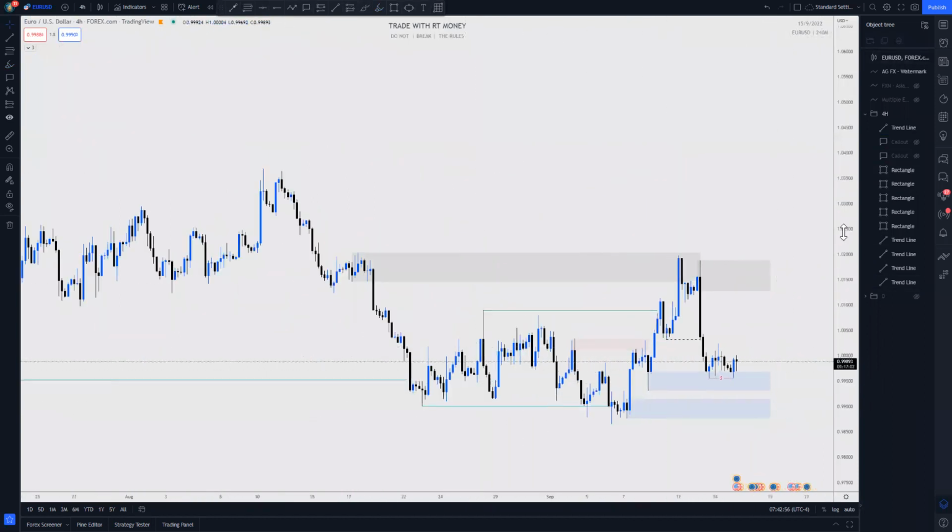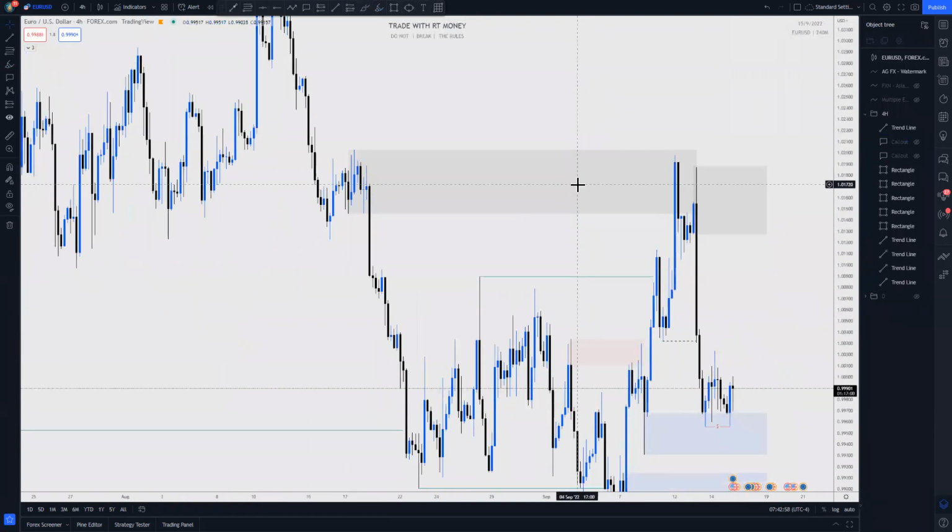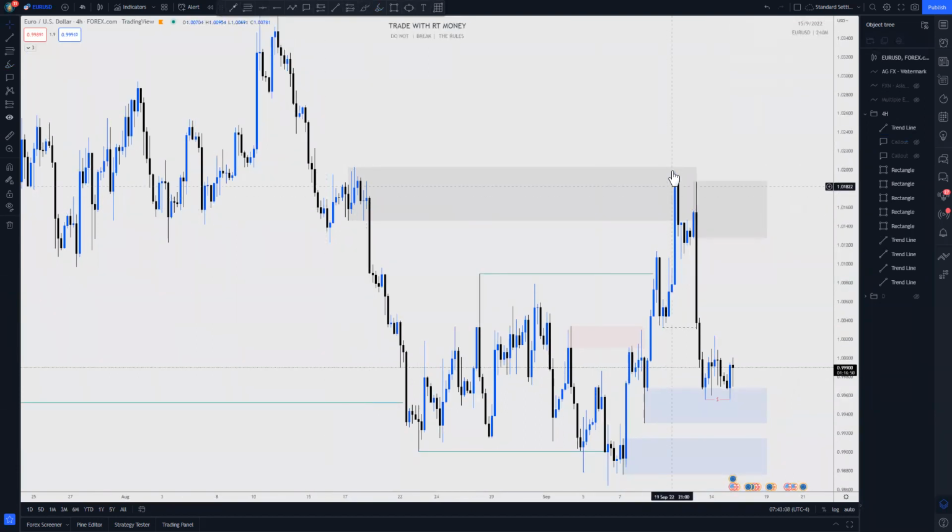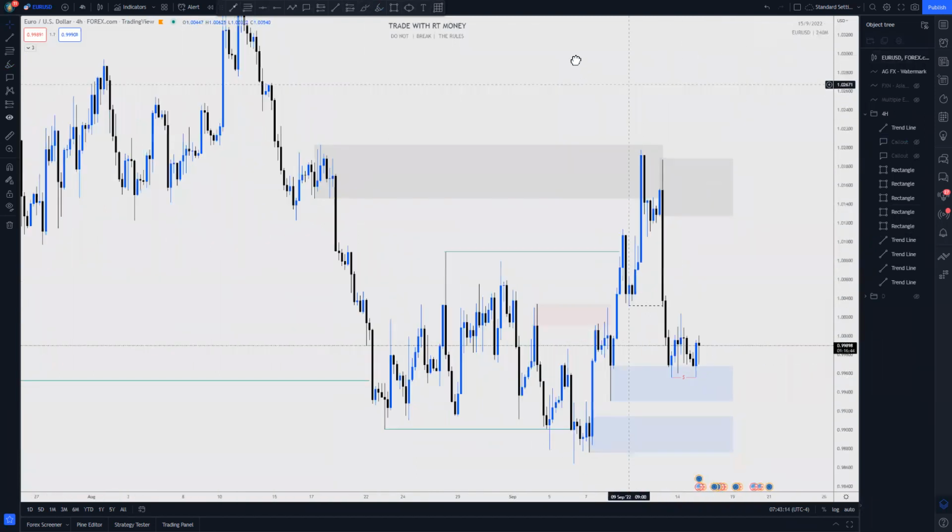What I'm looking for. What was that bell? What was that alert? Oh no, garbage. Okay, so we have supply, we have the reaction, we have the news candle. Boom. All right, that's a lot of momentum in that candle, right? A lot of momentum to the downside.